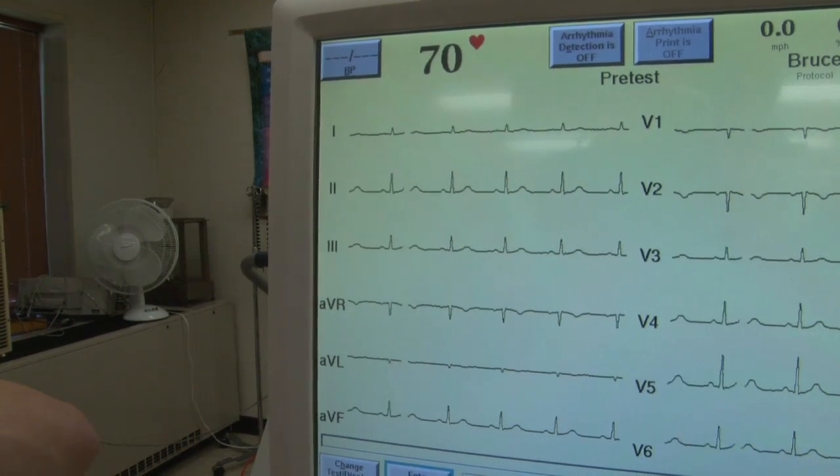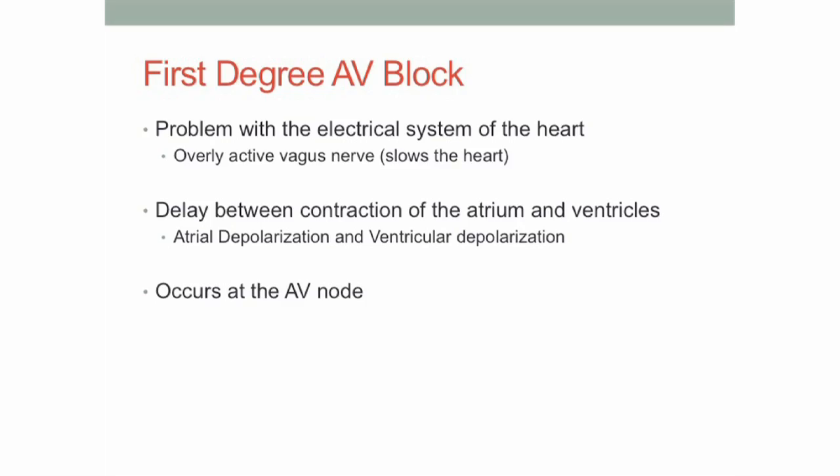The first physiological problem we're going to be talking about is the first degree AV block. This is when there's a problem with the electrical system of the heart, which is an overly active vagus nerve. The vagus nerve acts to slow the heart. There is also a delay between the contraction of the atrium and ventricles. This means that there's a delay between the atrial depolarization and the ventricular depolarization. This occurs at the AV node.